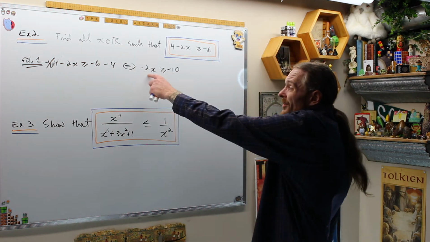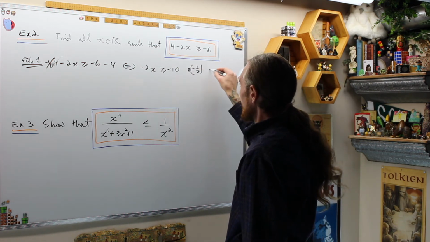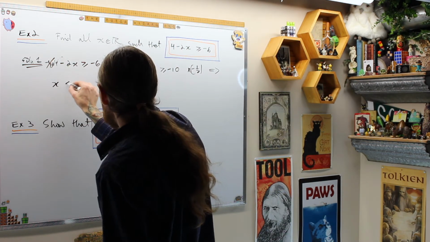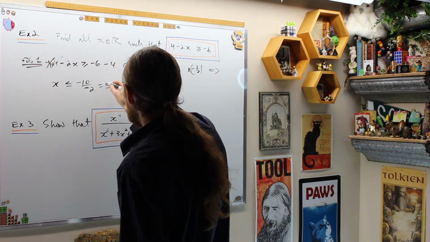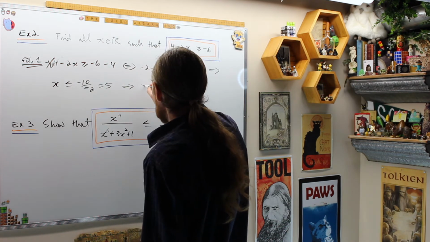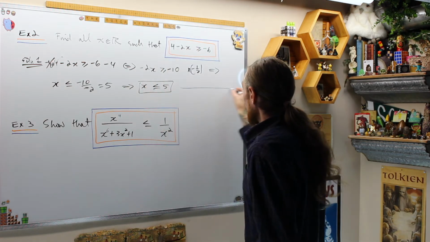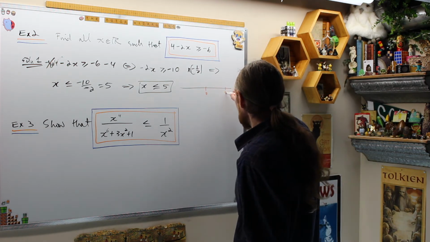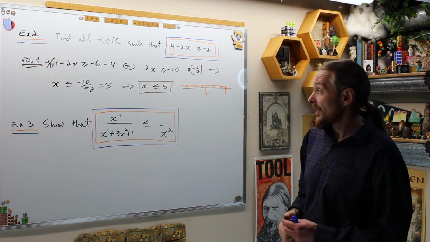And now I want to multiply both sides by -1/2, and what that's going to do for me is give me x is less than or equal to -10 over -2, which is 5. So that says that x is less than or equal to 5. And on the real number line, here's 0 and here's 5, and we have all the real numbers less than or equal to 5.